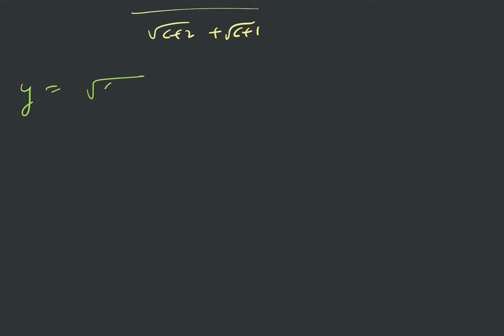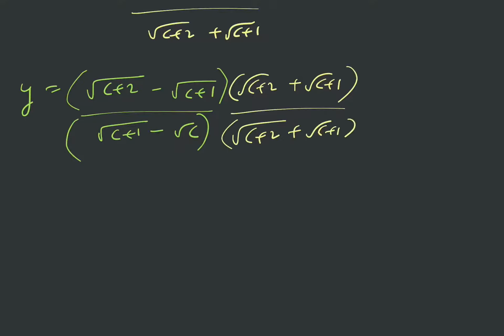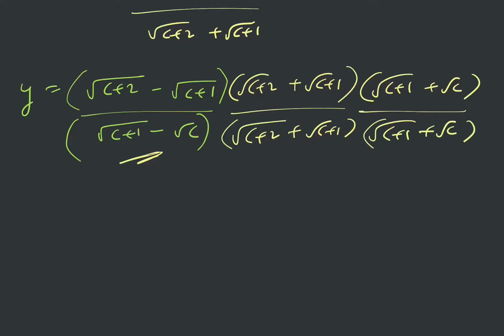So it is given as y is root over c plus 2 minus root over c plus 1, divided by root over c plus 1 minus root c. So you see what I am doing is I am just multiplying with root c plus 2 plus root c plus 1 and dividing with root c plus 2 plus root c plus 1, and also I am rationalizing the denominator. So I am multiplying with root c plus 1 plus root c and dividing with root c plus 1 plus root c. Fine. So the product of these two things is 1, right?